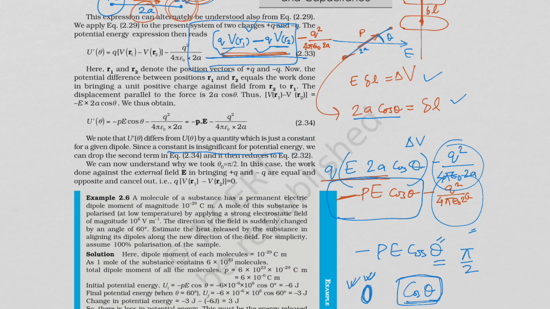Alright, so this is the final expression for the potential energy due to a dipole in an external field. That is minus PE cos theta, or minus vector P dot vector E.